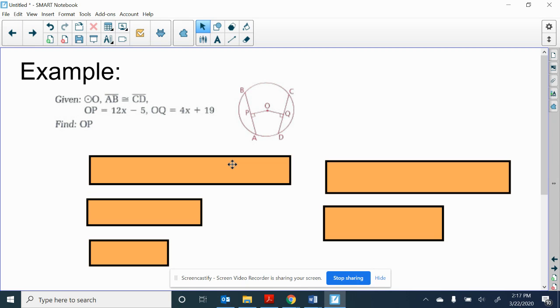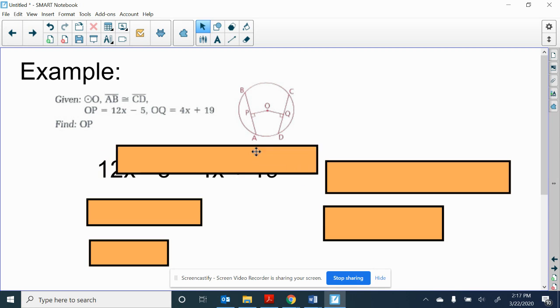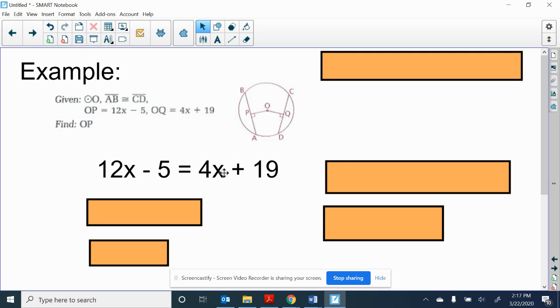All right. Well, if we want to solve for x, we need an equation. And what equation can I use with 12x minus 5 and 4x plus 19? One of the things you might guess is, just set them equal to each other. And of course, we want to know why they would be equal. Well, if AB and CD are congruent chords, they are equidistant from the center. So I can say OP and OQ are the same length.